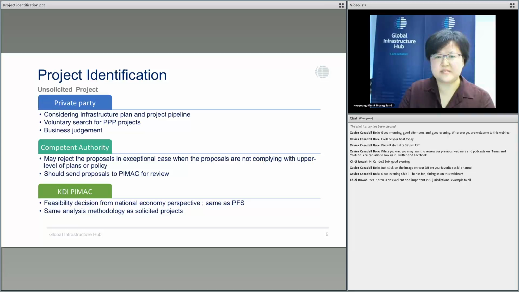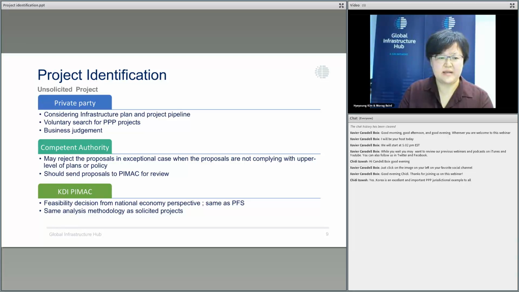This is an unsolicited project identification. A private party can propose their proposal based on their business judgment and voluntary search. And the competent authority, if they get the proposal from the private party, unless they exceptionally need to reject the proposal, must send the proposals to PIMAC for review.